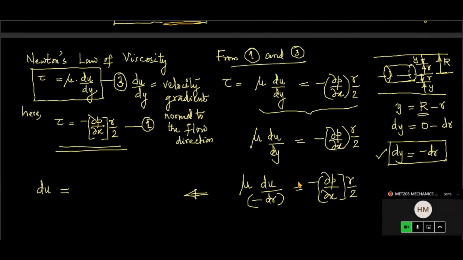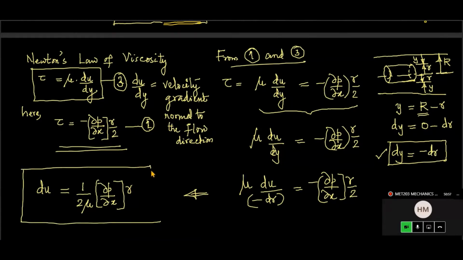So du is equal to this, and dr you take to the right hand side. The negative signs on both sides will get cancelled. So therefore what you get is 1 by 2 mu. You take mu to the right hand side. 2 is already there on the right hand side, and on the right hand side you have the pressure gradient dou p by dou x into this r. So this is an expression, but not finished yet, because we have to find u from this by integrating it.